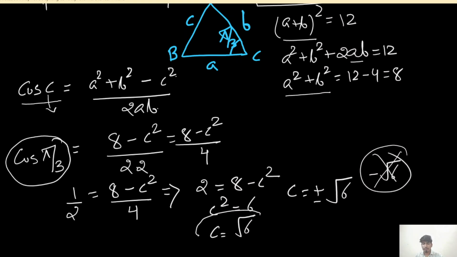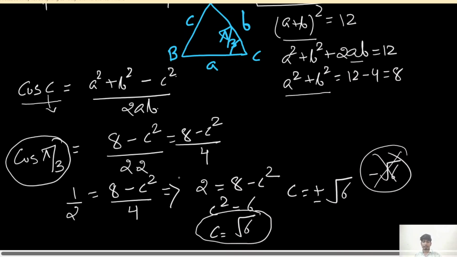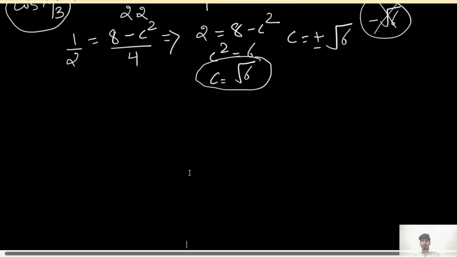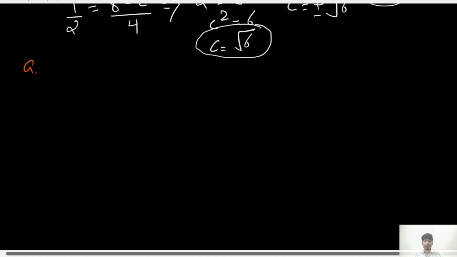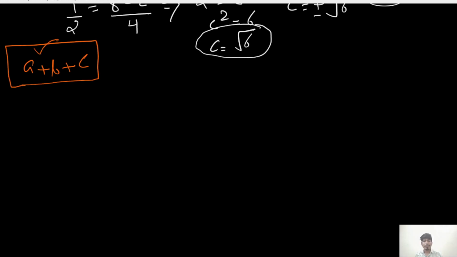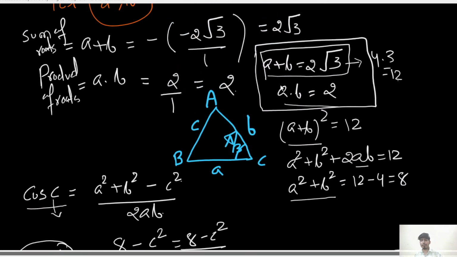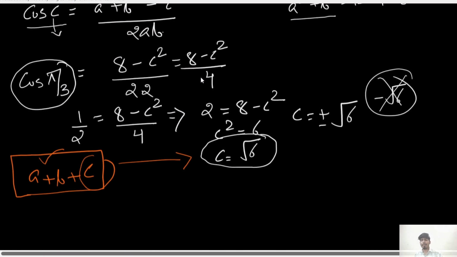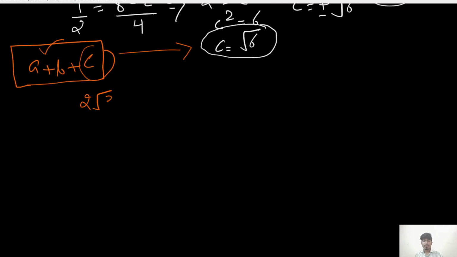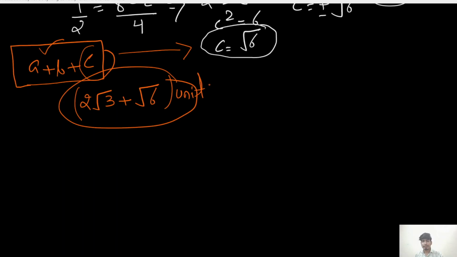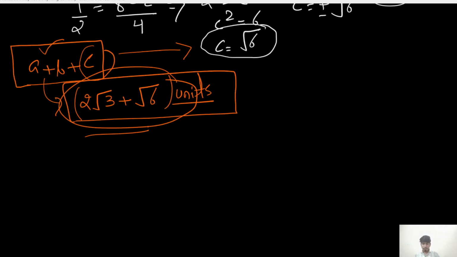Okay students, so c is only root 6, and then we have to find a plus b plus c. In the question, perimeter means a plus b plus c. We already know a plus b, and we obtained c. What is the value of a plus b? A plus b is 2 root 3. Then it is 2 root 3 plus c, which is root 6. And here is the unit, you must write it, because this is length, so length has a unit. This is the value of our perimeter. So we have solved this question.